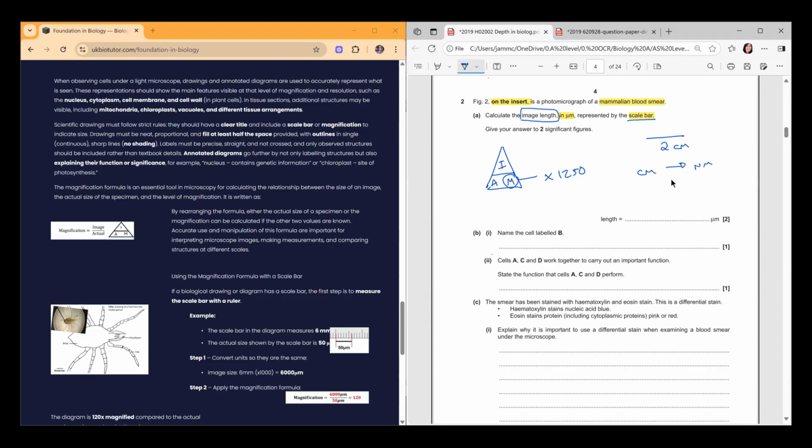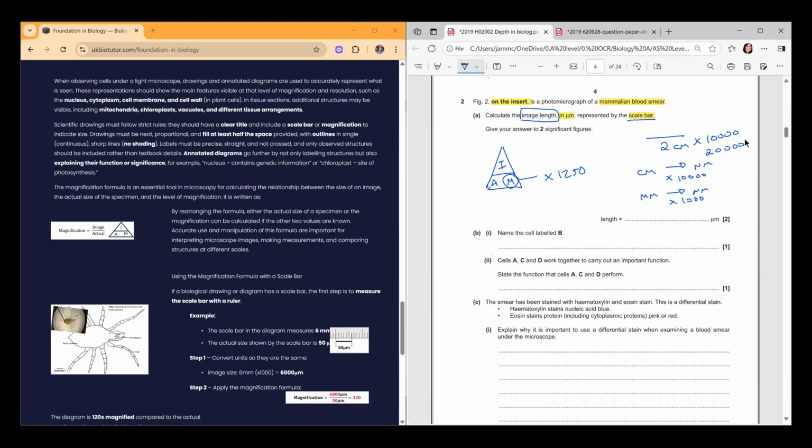If I'm going from centimeters to micrometers, I'm going to times by 10,000. If I were going from millimeters to micrometers, I would times by 1,000. So make sure you know how to do that conversion, because that is important. That will be something that they ask you to do. So I'm going across, so I'm going to times that by 10,000.